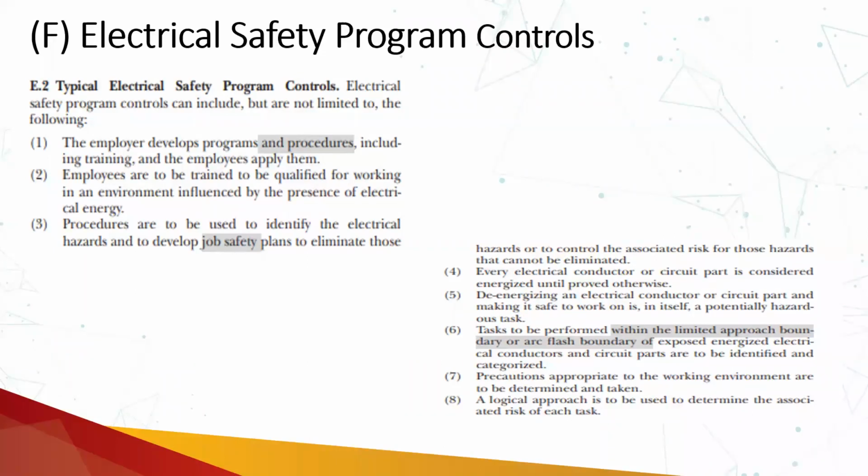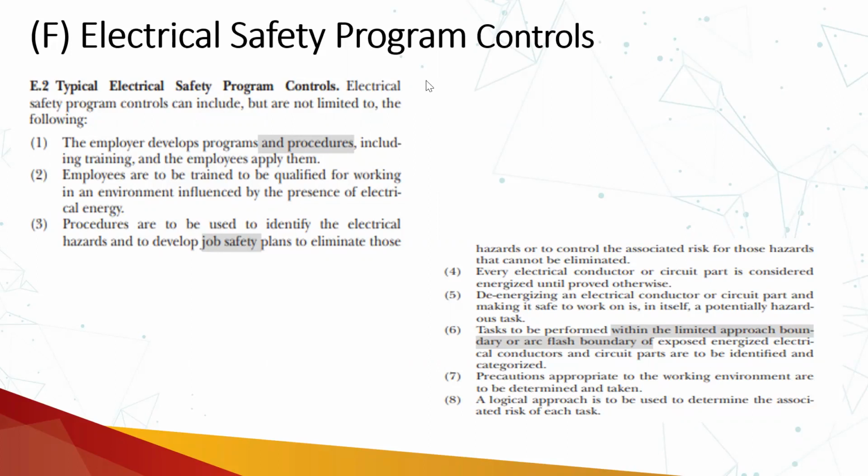So some of the controls they are talking about here. Every electrical conductor or circuit part is considered energized until proved otherwise. De-energizing an electric conductor or circuit part and making it safe to work on is itself a potentially hazardous task. So we need to take into consideration that establishing an electrically safe work condition is itself a potentially hazardous task. Tasks to be performed within the limited approach boundary or arc flash boundary of exposed energized electric conductors and circuit parts are to be identified and categorized. Precautions appropriate to the working environment are to be determined and taken. A logical approach is to be used to determine the associated risk of each task.